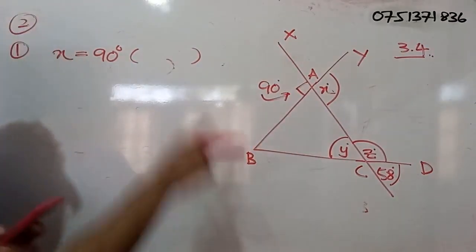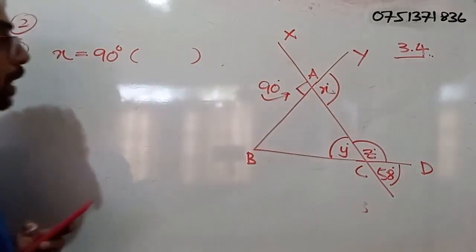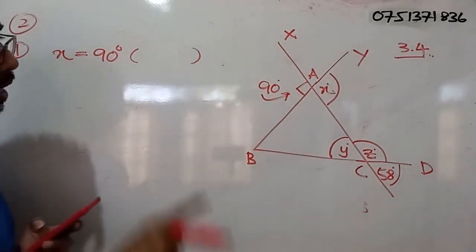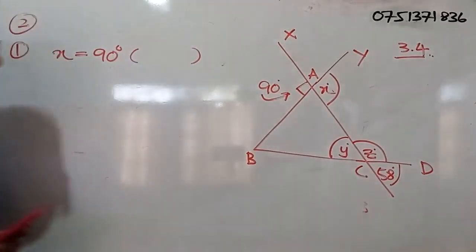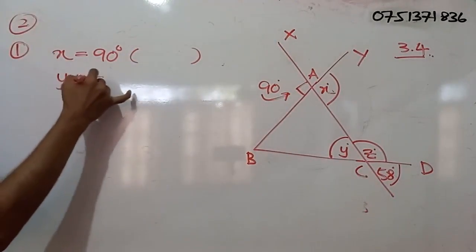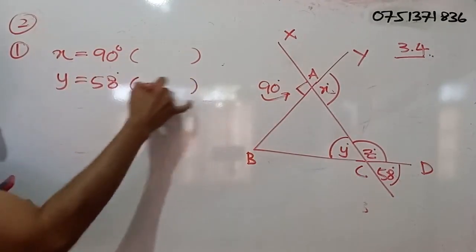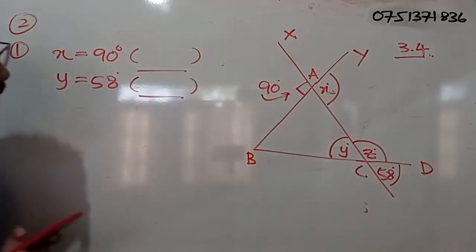These are what? These two are vertically opposite angles. In the same manner, if we take y, y is equal to what? 58 degrees. Same reason. Vertically opposite angles.